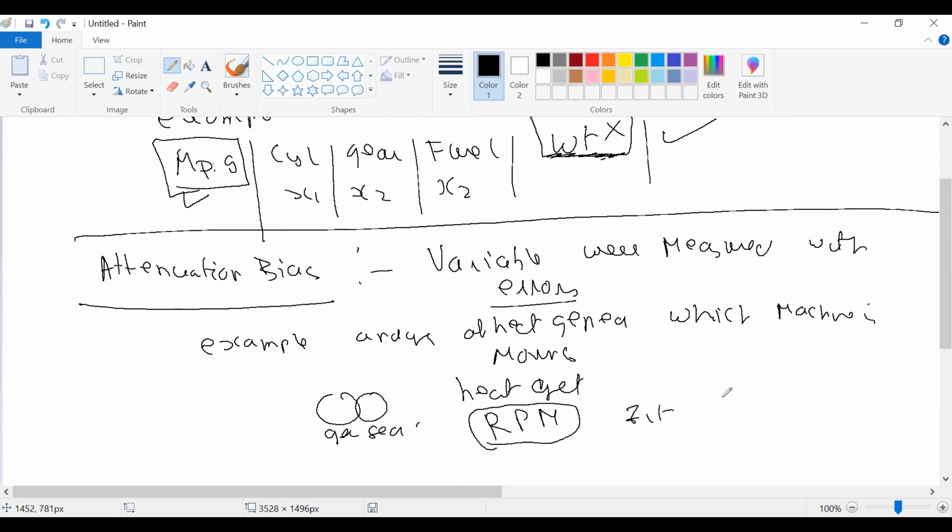So maybe it may be possible that the actual RPM is 500, but your instrument is saying it is somewhere around 480. Real time measurement itself is faulty. The gadget, the calibration itself is faulty.